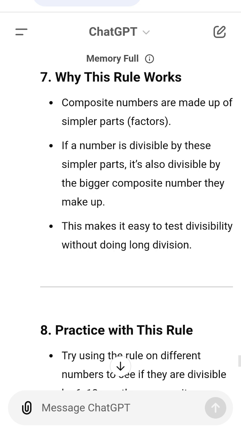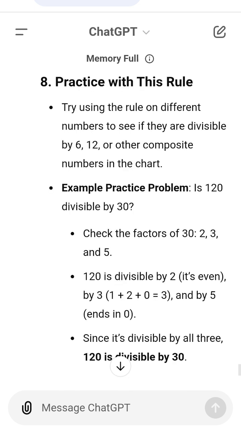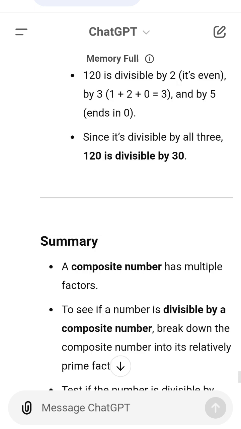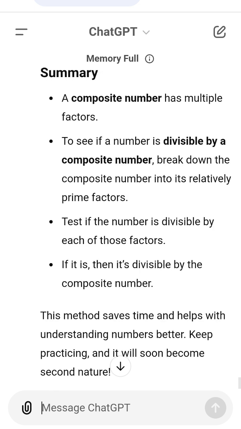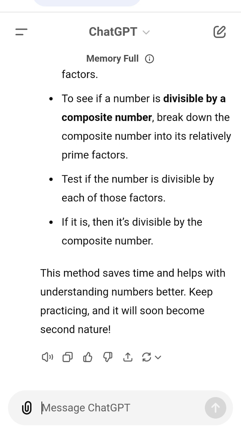Summary. A composite number has multiple factors. To see if a number is divisible by a composite number, break down the composite number into its relatively prime factors. Test if the number is divisible by each of those factors. If it is, then it's divisible by the composite number. This method saves time and helps with understanding numbers better. Keep practicing, and it will soon become second nature.